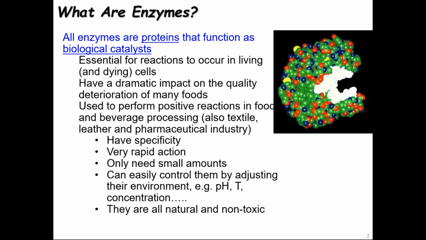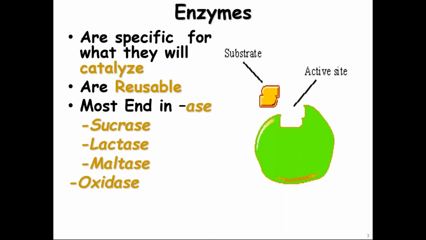Since most of the enzymes are proteins and they are isolated from natural sources, they are non-toxic. Several enzymes have been given GRAS status. What is GRAS? G-R-A-S, that is, generally regarded as safe. So enzymes are specific for the reaction they will catalyze. So you see a specific substrate will be acted on by a specific enzyme.